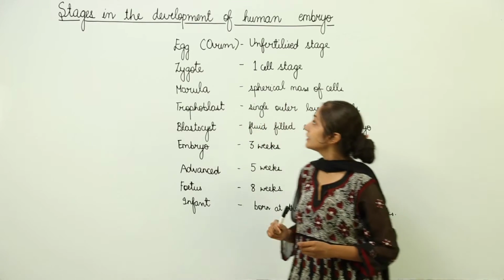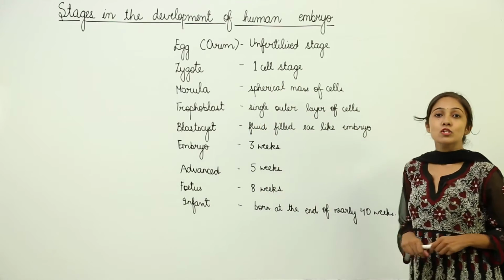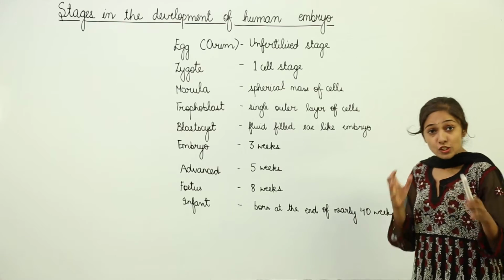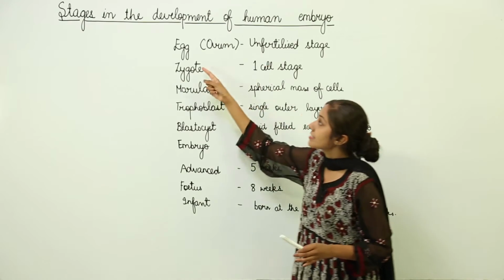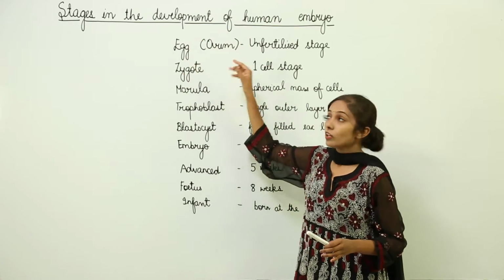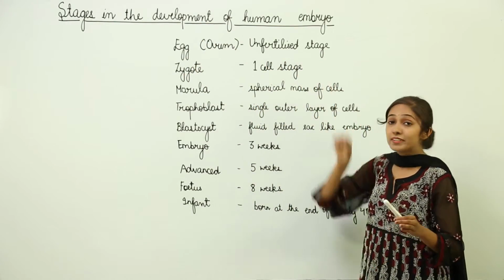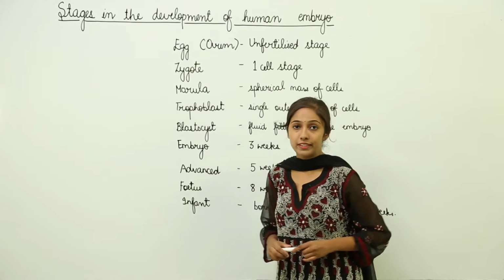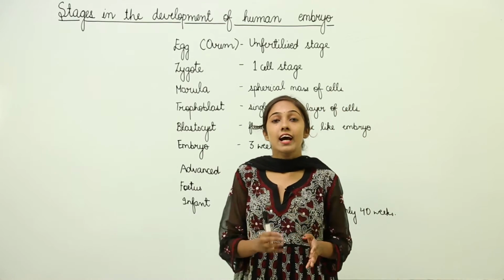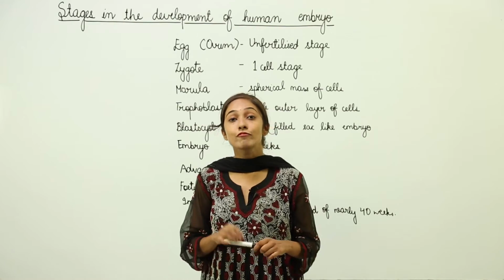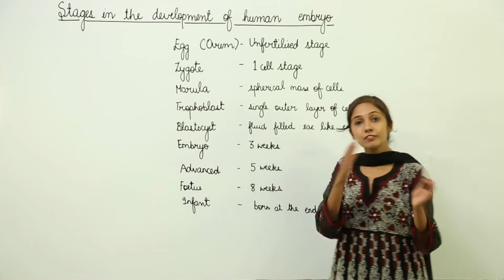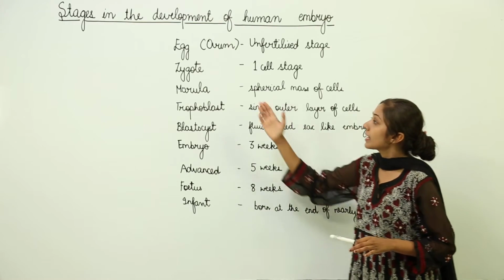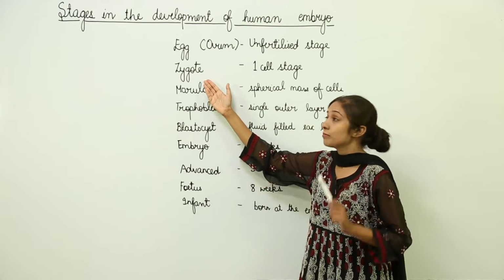Now let's discuss the stages in the development of human embryo. First of all, you know that we have an unfertilized stage that we call the egg or the ovum. Now this is an unfertilized stage, meaning when fertilization has not taken place. When the egg has been fertilized, meaning the sperm fuses with the egg, then a single cell stage after fertilization is formed that we call the zygote. I hope you remember this.